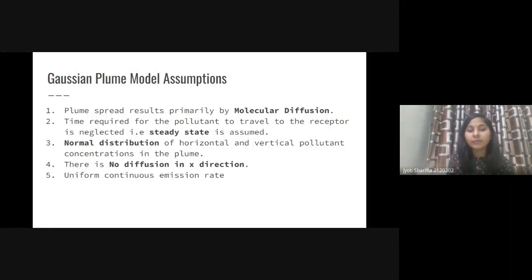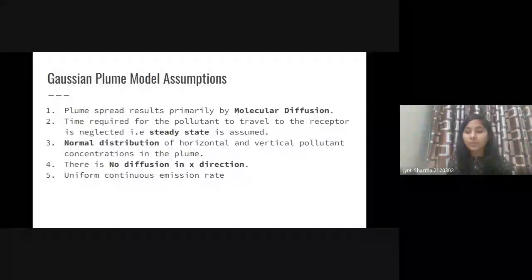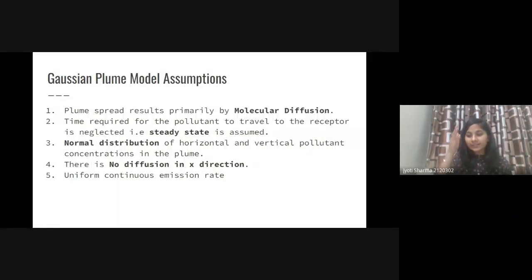The third thing is, we are assuming that we have a normal distribution of the horizontal and vertical pollutant concentration in the plume. Normal distribution means at the center of it, we have the maximum pollutant, but as we go away from this center line, we will have a diluted concentration, in the horizontal as well as in the vertical direction. So we are assuming this. Then we are assuming that there is no diffusion in the x direction. We already have talked about this. Then the uniform continuous emission rate.